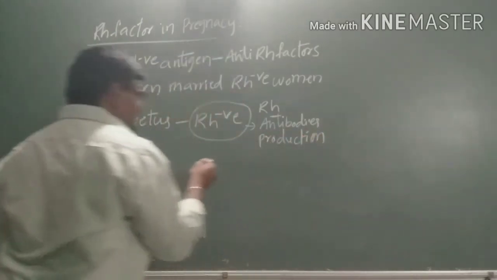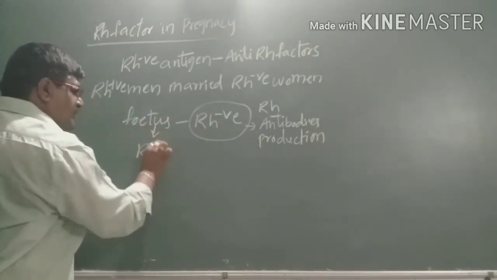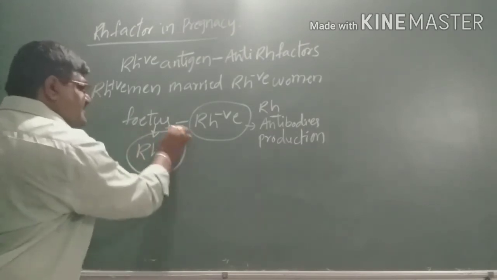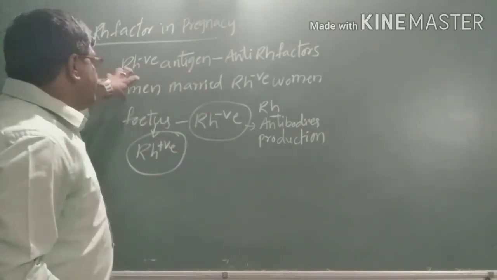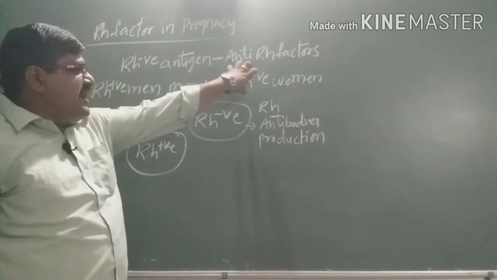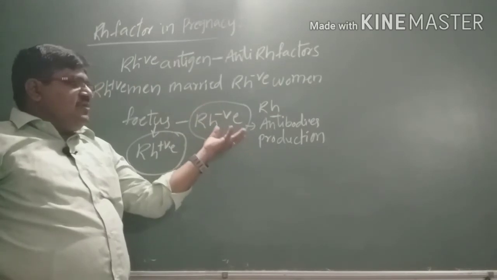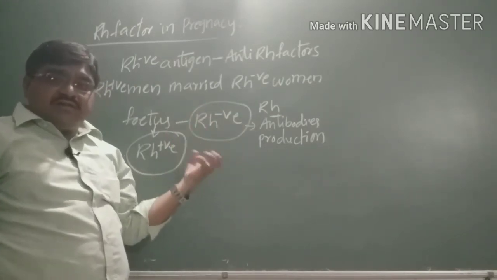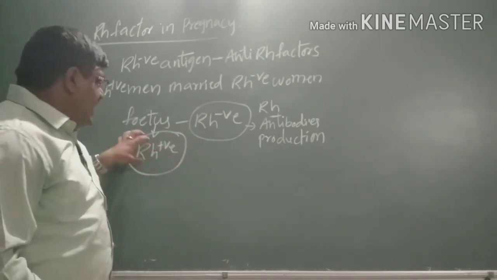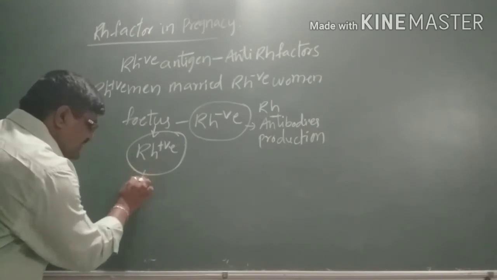But when the RH positive man is married to an RH negative woman, if the fetus is RH negative, there is no production of antibodies. Otherwise, if the fetus is RH positive, the antibodies are produced.